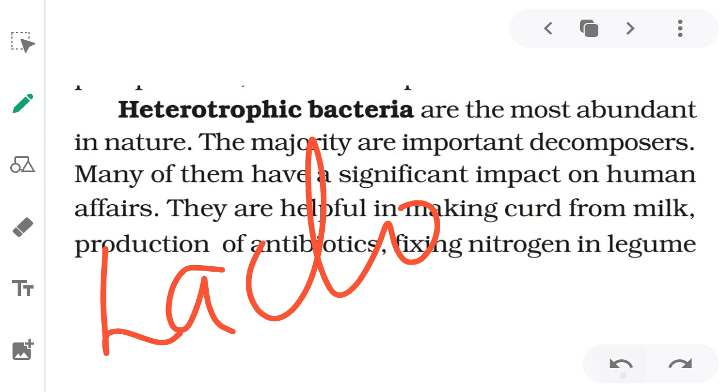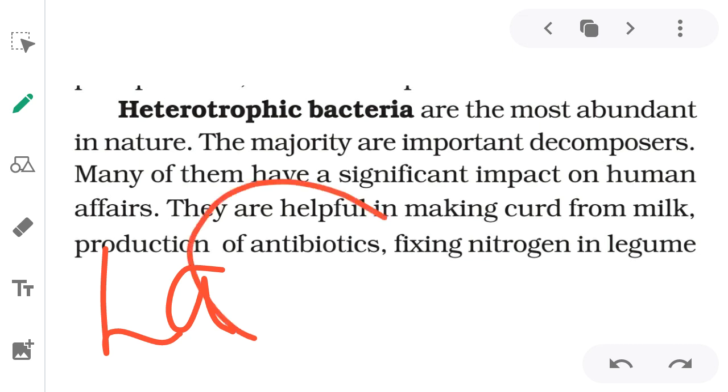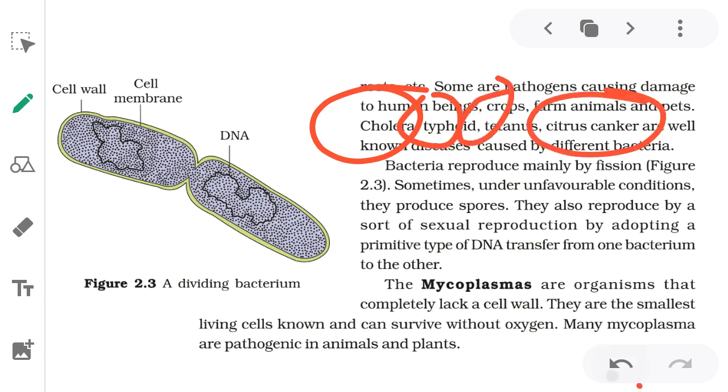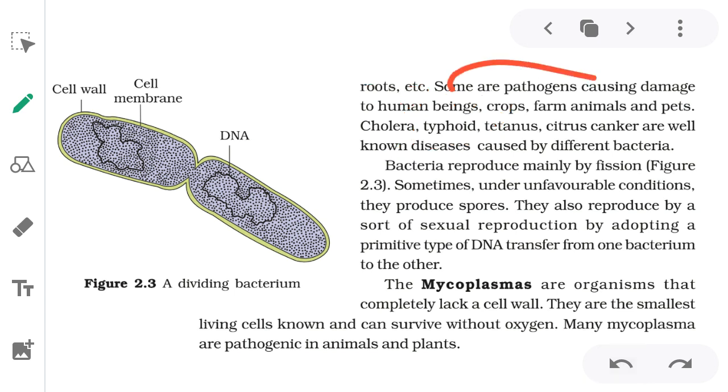Production of antibiotics. Many bacteria are used in antibiotic formation, and in fixing nitrogen in legumes. Legumes means pod plants, the plants which have a pod, like mustard, what we call phalis. So in their roots you will find these. Some are pathogens. Why are we using pathogens? What do you mean by pathogens? Pathogens means the organisms which are disease causing. Diseases like cholera in human beings, typhoid, tetanus. If we talk about plants, citrus canker, are some diseases caused by bacteria. So we are calling these bacteria pathogens. So these are the pathogenic bacteria, heterotrophic bacteria.